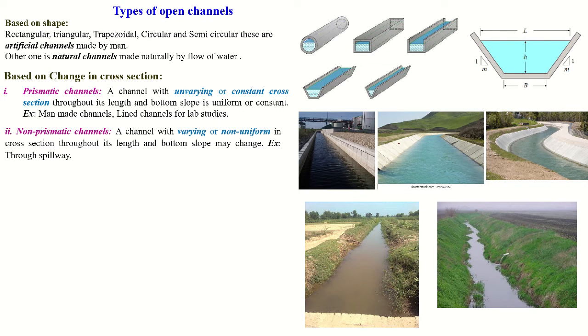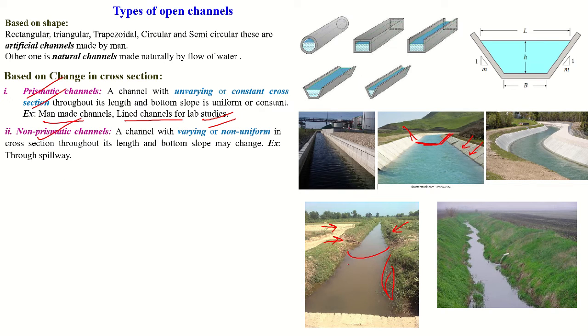Suppose the channel is lined, and looks like a trapezoid. Here the sides and the bottom are lined. In this condition, for a longer duration, 10 years, 50 years, the cross section may remain constant and does not vary. This is called a prismatic channel, for example man-made or lined channels, or channels for lab studies. Next is the non-prismatic channel. As I told you, due to an unlined channel, animal movement or anything, the channel cross section may be disturbed or vary. These are called non-prismatic channels.